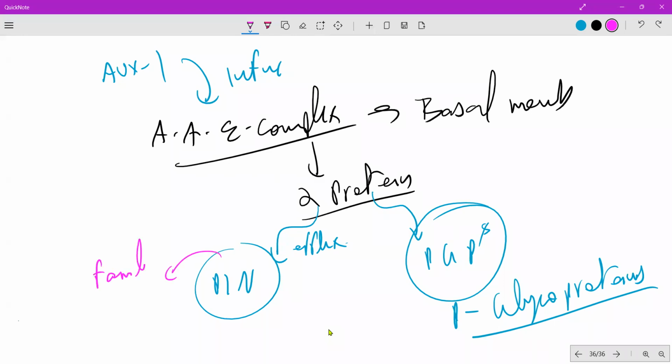It is not just one protein, it is a family of proteins, and we know that in different tissues we have different members of this PIN family. So different tissues have different members of this PIN family protein, and they're generally localized at the basal ends.